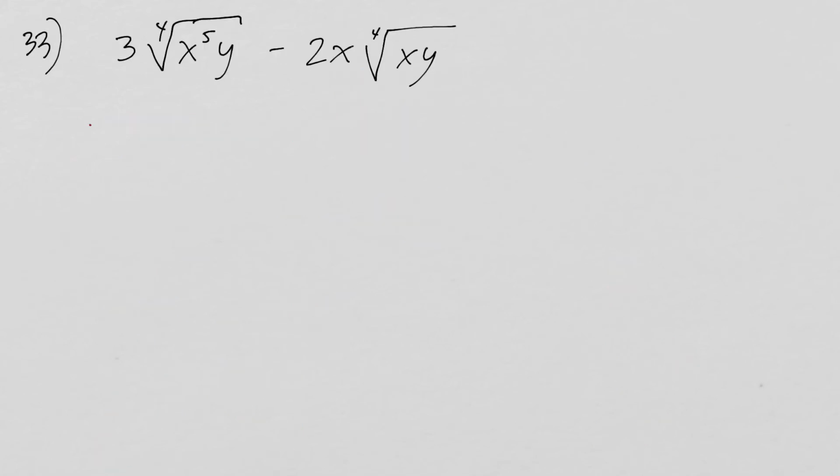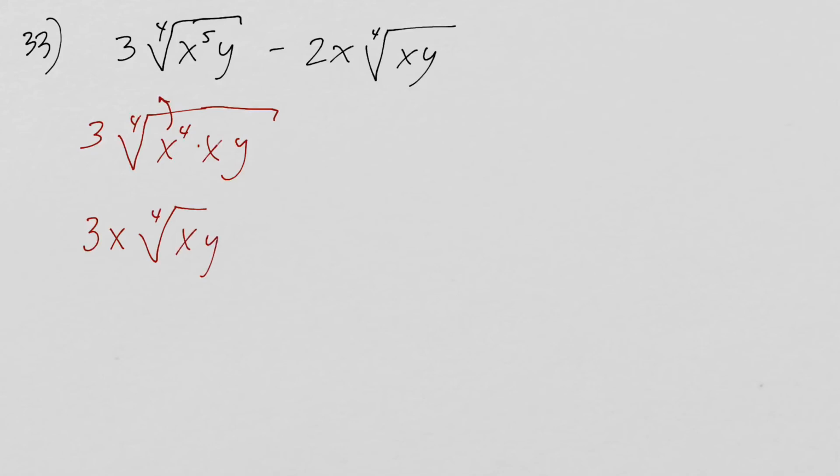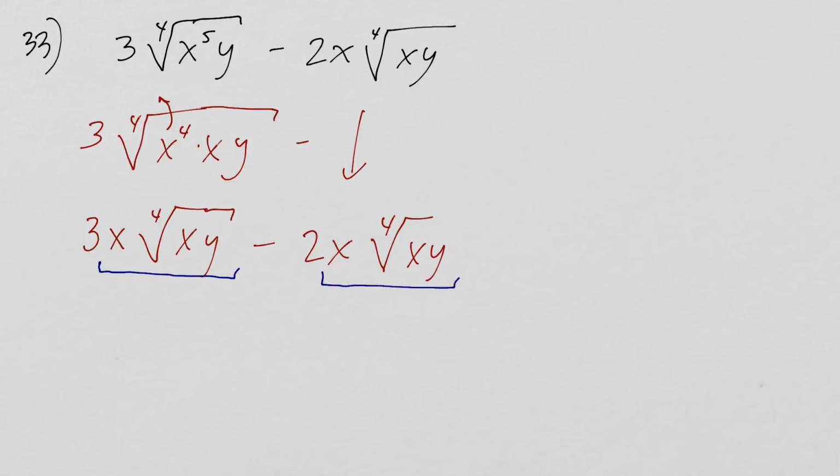Okay, this is the 4th root, so I'm going to rewrite this as the 4th root of x to the 4 times x times y. And when I take this out, it becomes an x. So I have 3x times the 4th root of xy minus, and I'll just write this down, 2x times the 4th root of xy. So when I look at the variable part, this is x 4th root xy. This is x 4th root xy. So they are like terms, and I subtract.